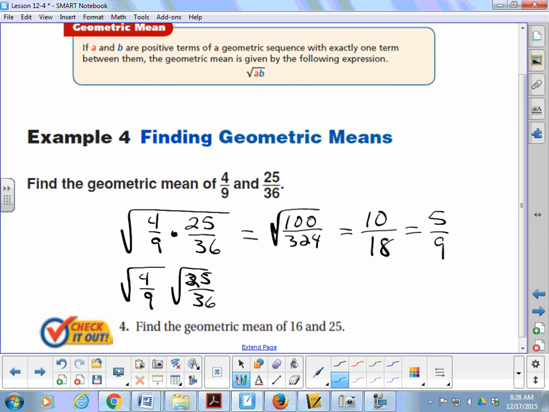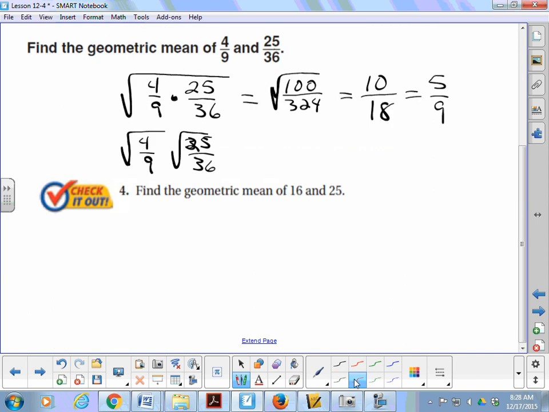So, geometric mean. So what's the geometric mean with 16 and 25? Right. Well, square root of 16 is 4. Square root of 25 is 5. 4 times 5 is 20.